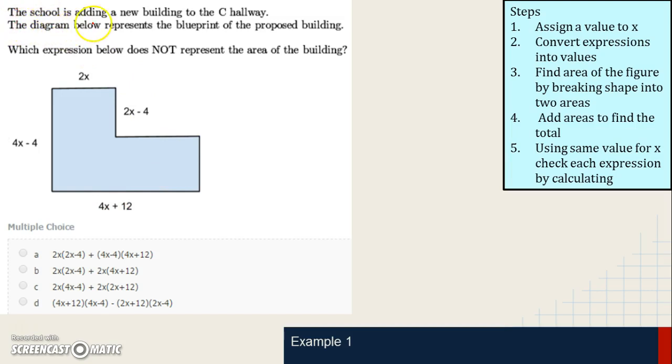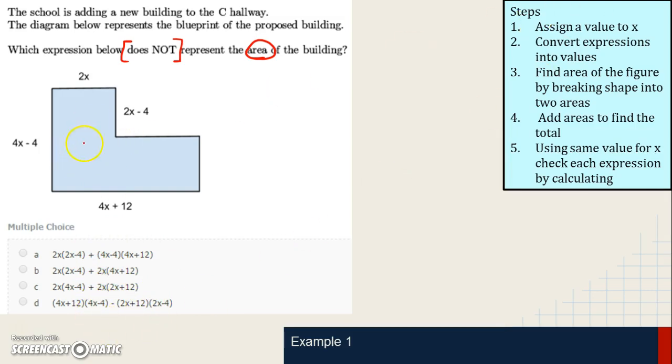First, the school is adding a new building to C hallway. The diagram below is a blueprint of the proposed building, and it's saying which expression below does not represent the area, and that is a key word for us. So we're going to first have to figure out what the area of the building is, and then figure out which one of these do not have the same area.